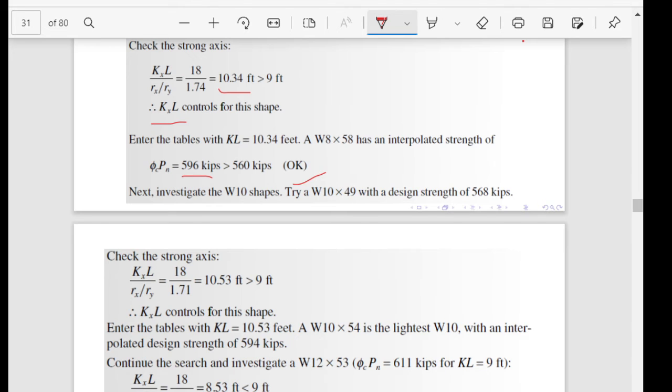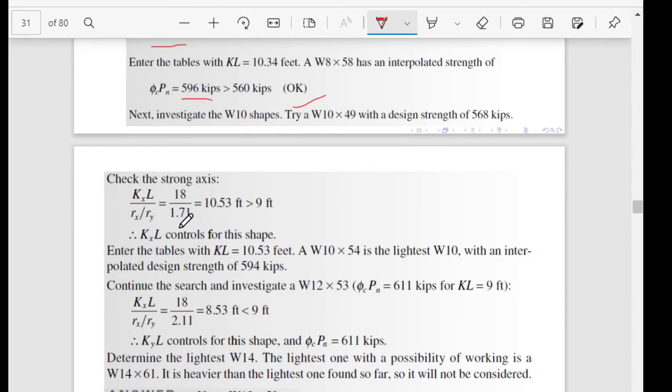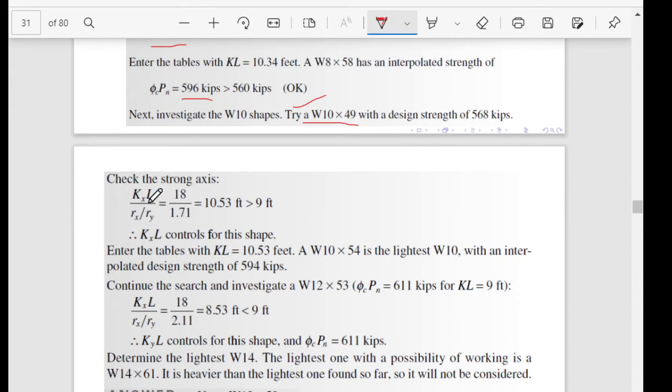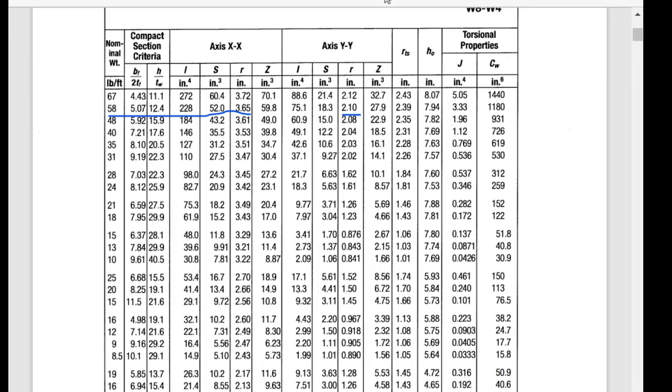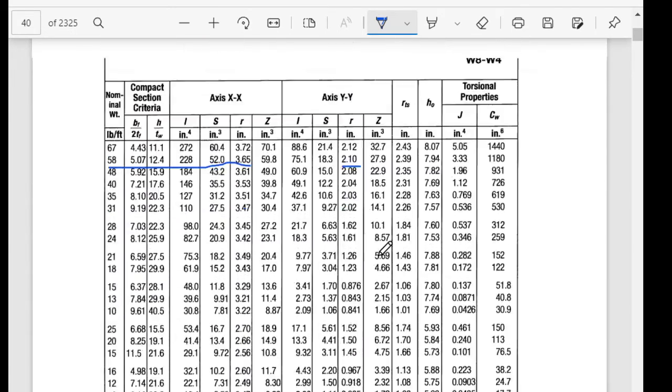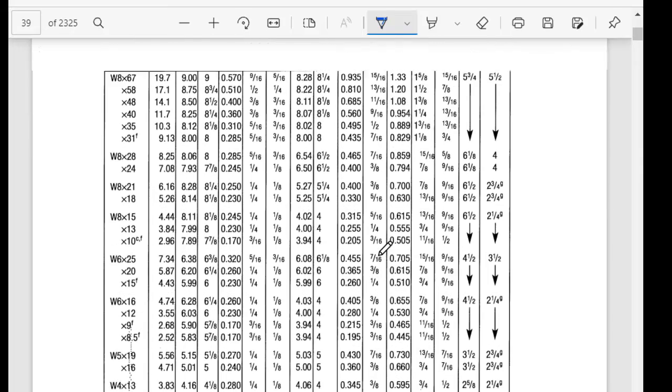We try the W10 by 49 with design strength now, according to the table, of 568 kilopounds. Then we again check for the strong axis. Let us look, no? Using this shape, W10 by 49, we have to see the rx, radius of gyration along the x-axis, and the radius of gyration along the y-axis. Then compute for the ratio, the same procedure as for W8 by 58.